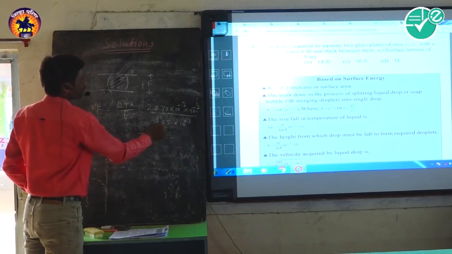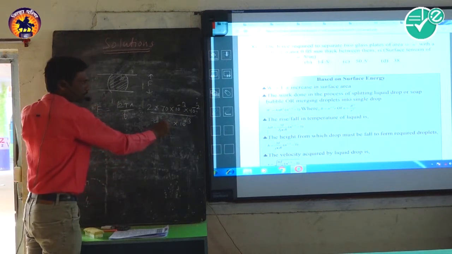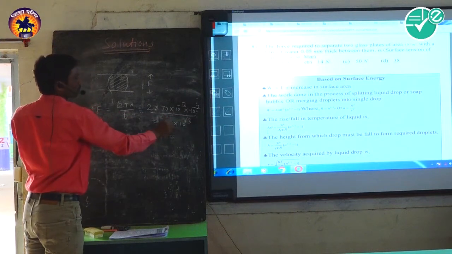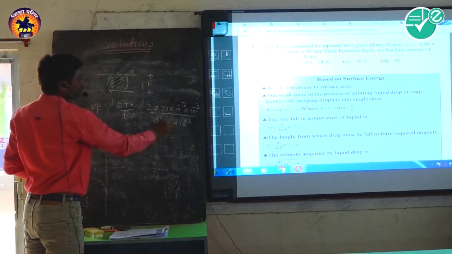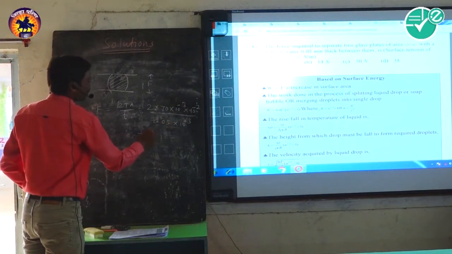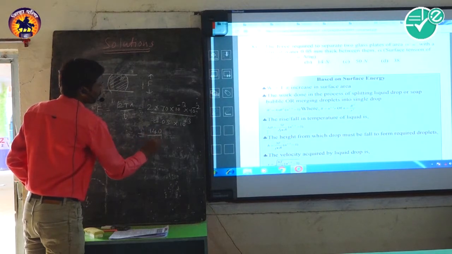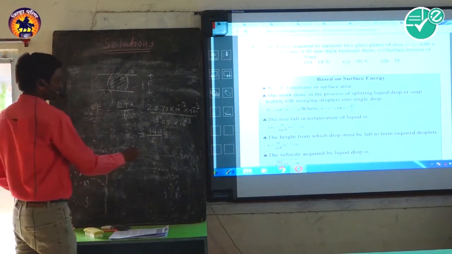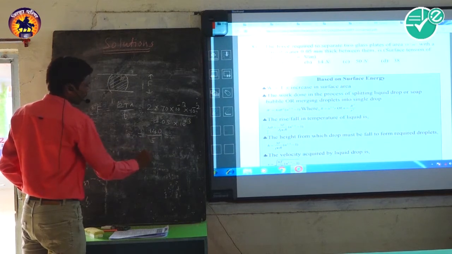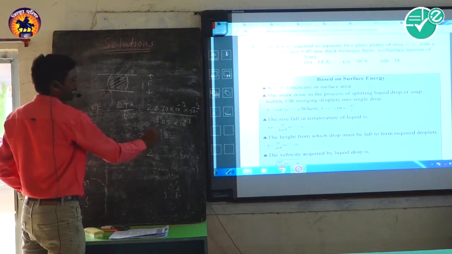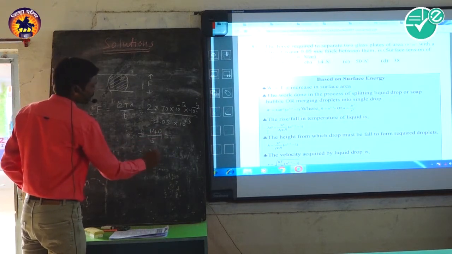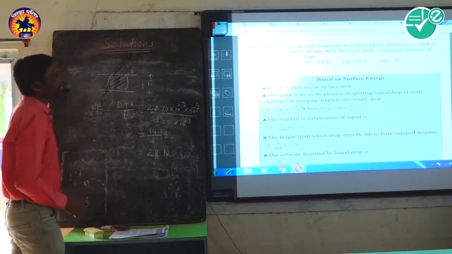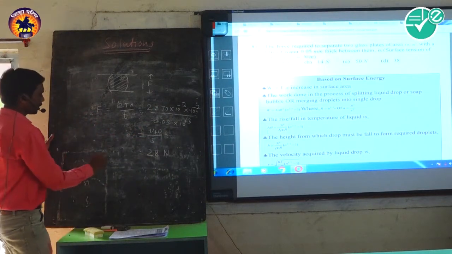It means again this 5 into 10 raised to minus 2, and 10 raised to minus 2 also gets cancelled. It means simply 5 remains. So we get 140 divided by 5, and that is equal to 28, since 5 eights are 40. It means 28 Newton. It means the option is A.